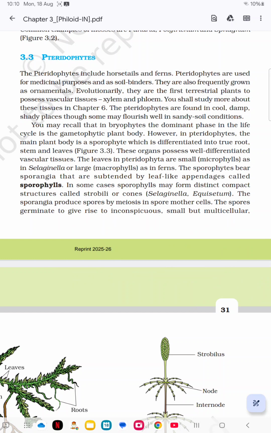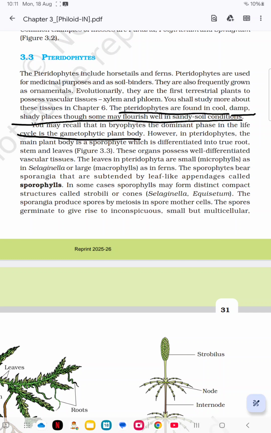They can be grown in cool, damp and shady places, with more moisture and water content in the soil. Here the dominant phase is the gametophyte. In the previous video we saw that in bryophytes the dominant phase is the gametophyte. In the same way, in pteridophytes also, the dominant phase in the life cycle is the gametophytic plant body.